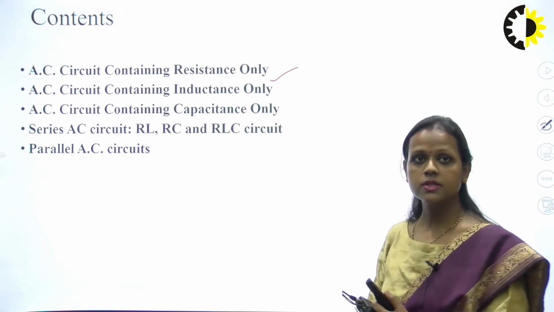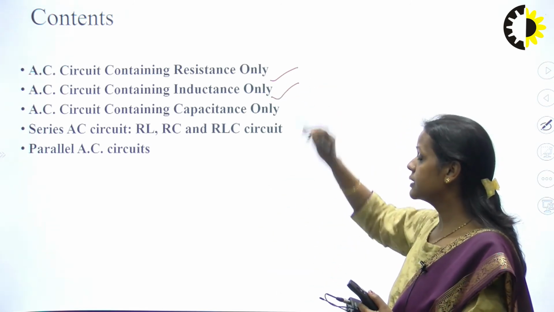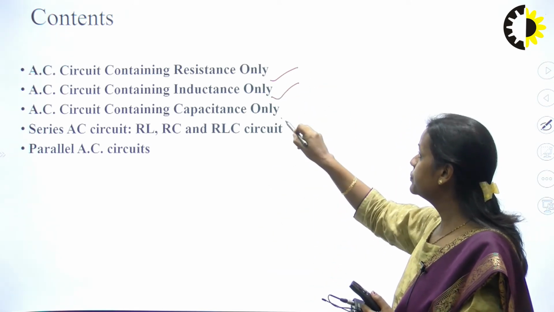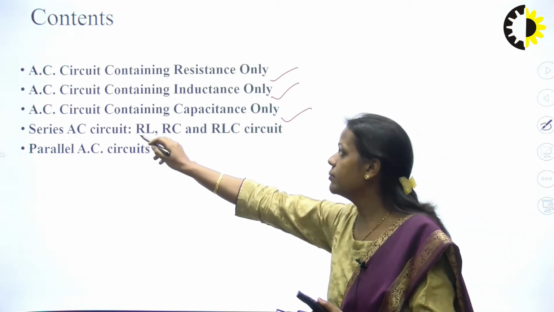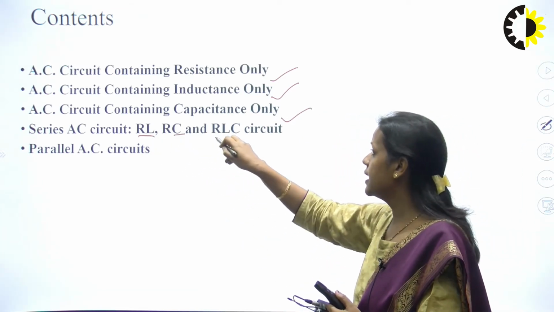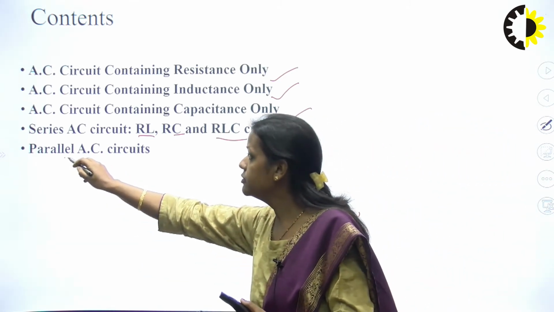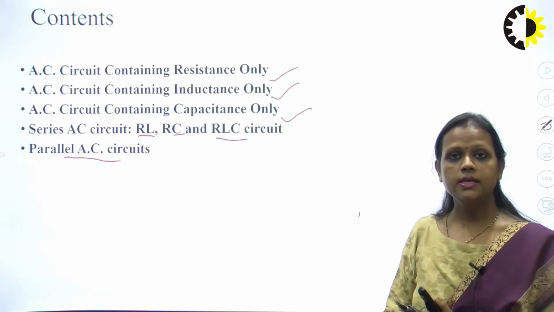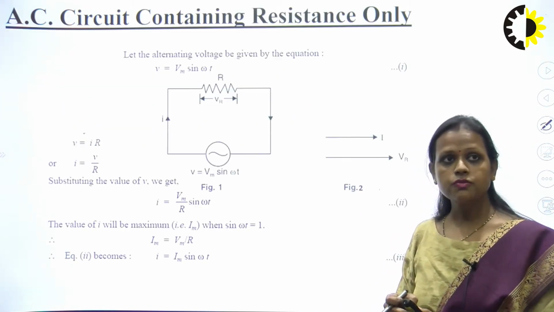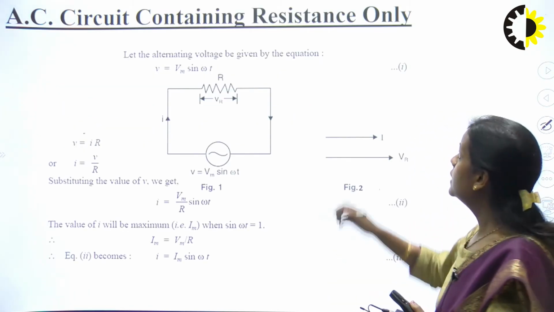that is purely resistive circuit. Then we will discuss purely inductive circuit, then purely capacitive, and then we will discuss the combination, that is RL, RC and RLC, that is a series circuit. And in a similar pattern we will discuss the parallel AC circuit. So first we will see AC circuit containing resistance only.